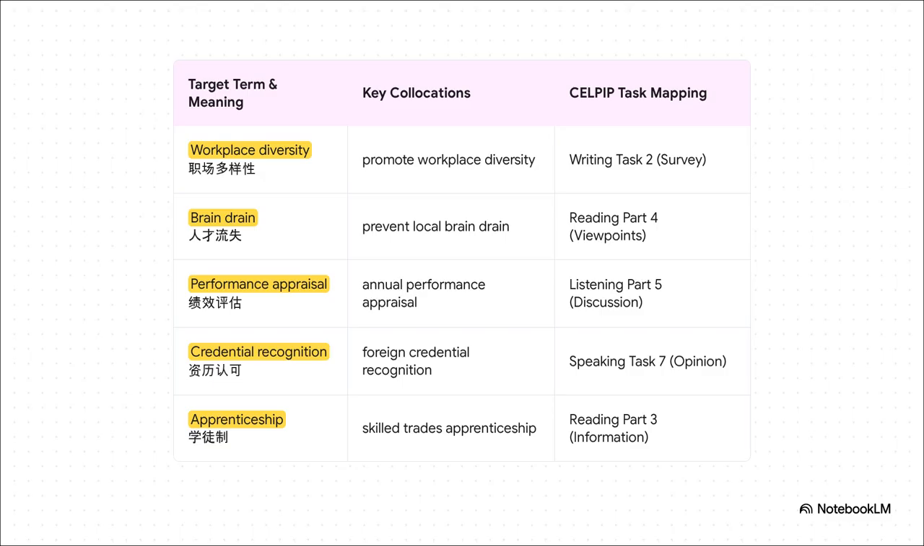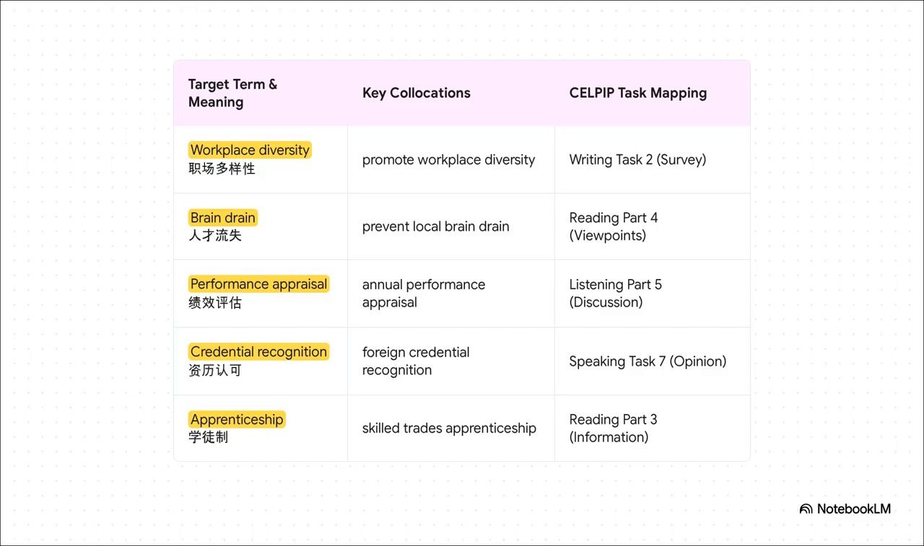Next, brain drain. Brain drain. 人才流失. You'll read viewpoints in Part 4 on how Canadian cities must prevent local brain drain, especially talent leaving for the U.S. Then, performance appraisal. Performance appraisal. 绩效评估. Listen for colleagues stressing over their upcoming annual performance appraisal in Part 5.